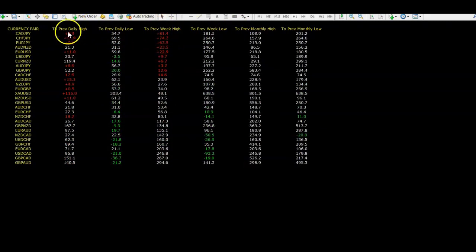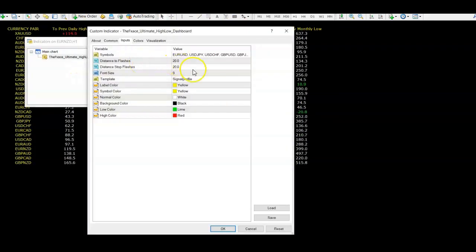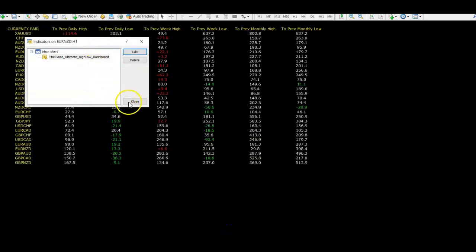Very, very powerful tool. The settings in this are the distance where it starts turning red from the zone. So if it goes above the daily high or daily low or the weekly low, weekly high, it will start flashing and start changing color, indicating a possible buying or selling opportunity. You can change the colors here. Say you want to sell the lows, you will change that to red. If you want to buy the highs, you'll change that to green, and vice versa.